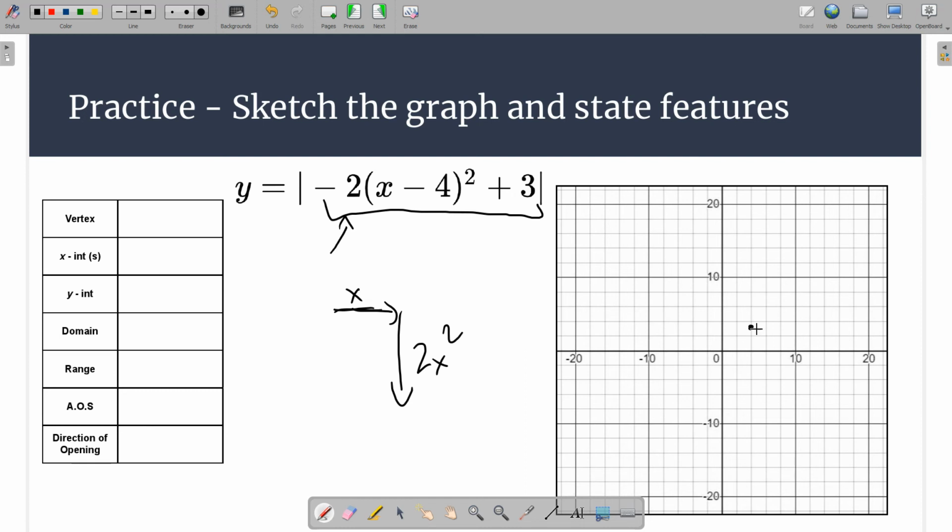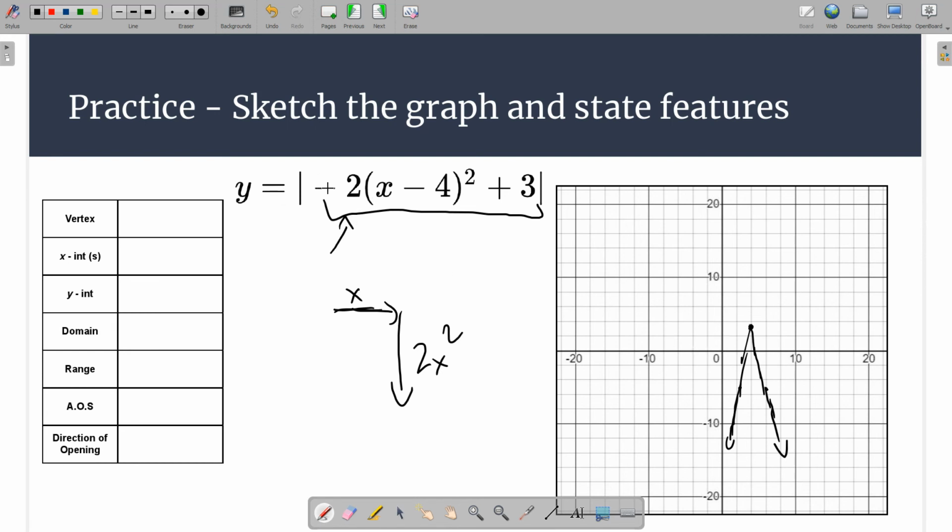So I'm going to go over x and I'm going to go down 2x squared. So I'm going to go over 2, and normally I would go down 4, but instead I'm going to go down 8. I'm already at 3, so if I go down 8, that's going to take me to -5 right there. Go over 2, down 8 right here. And I'm just going to connect them like this. Something like this is what I end up with. It's very steep because of that 2 and because of my scale.